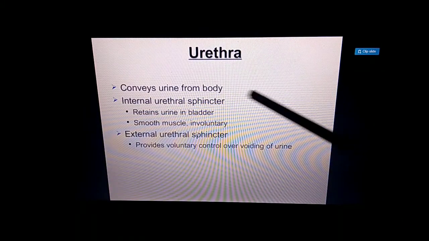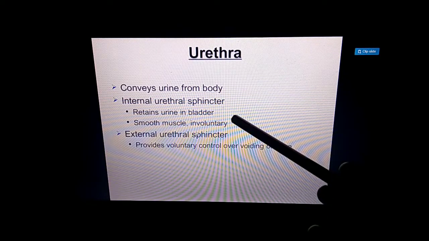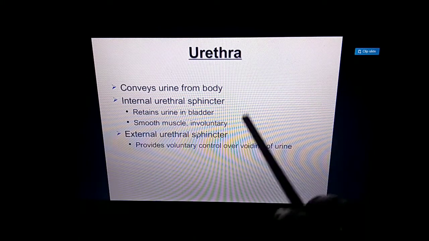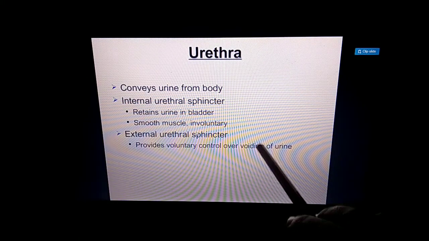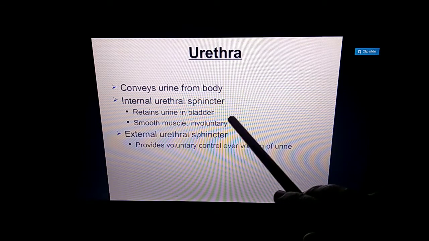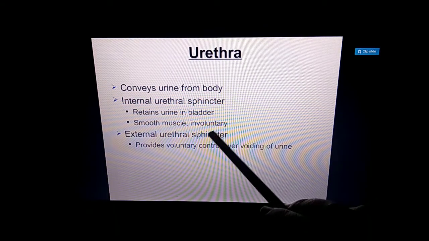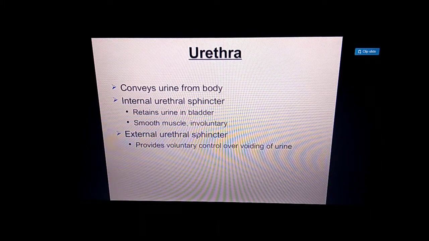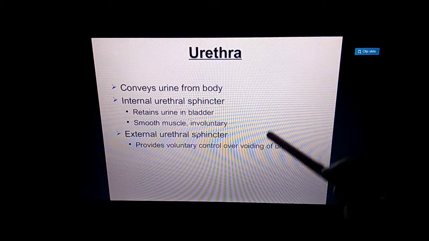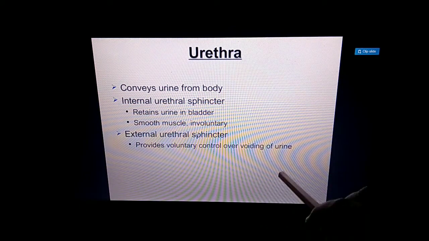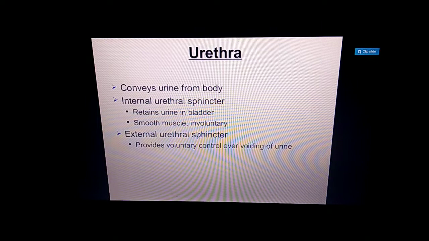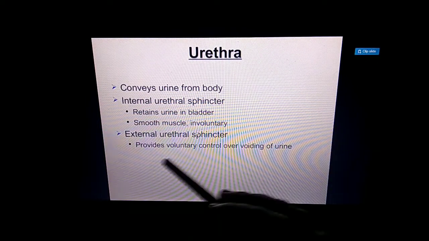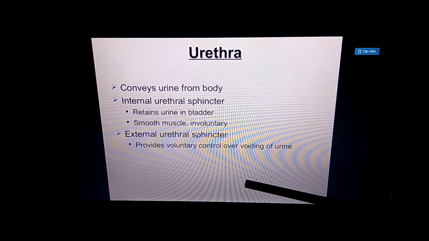Then urethra, it conveys urine from the body. There are two main sphincters. First is the internal urethral sphincter and second is the external urethral sphincter. The internal one helps to retain urine in the bladder. It is made up of smooth muscles that are involuntary in nature. Involuntary means not under our control, and the external urethral sphincter provides voluntary control over voiding of urine. If we want to void, then we go to the washroom. Otherwise, we can control it. Voluntary means it depends on our will.